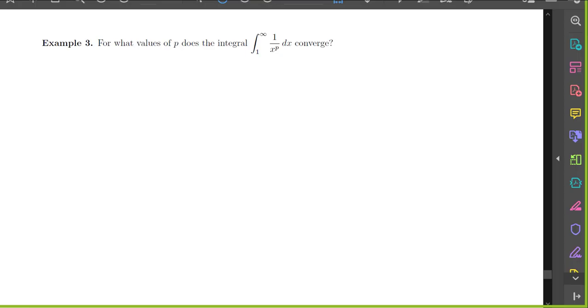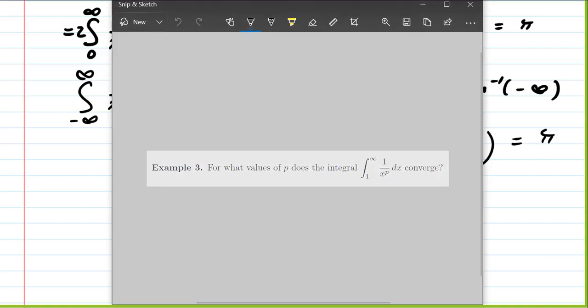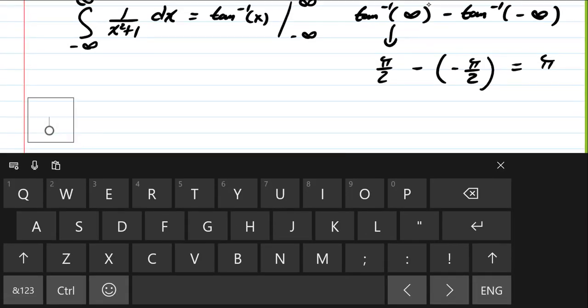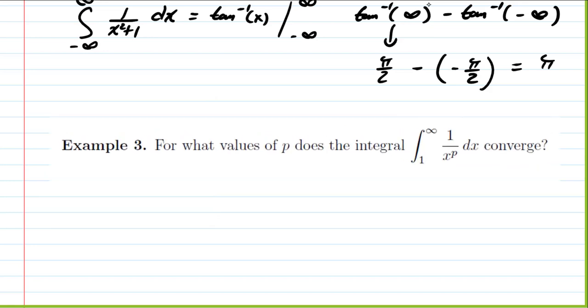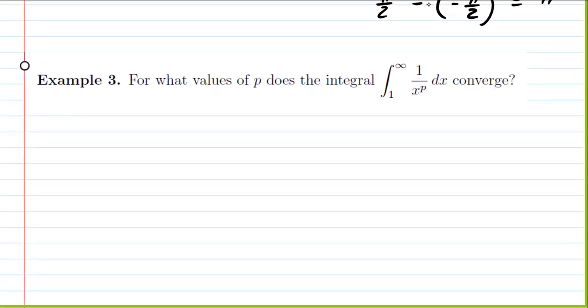All right. Our next example is for what values of p does this integral converge? All right, well, let's go ahead and do this integral. I'll be a little more formal this time, so let's set up our limit as t goes to infinity of the integral from 1 to t of 1 over x to the p dx.